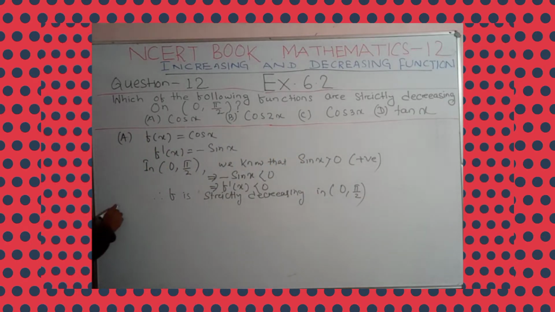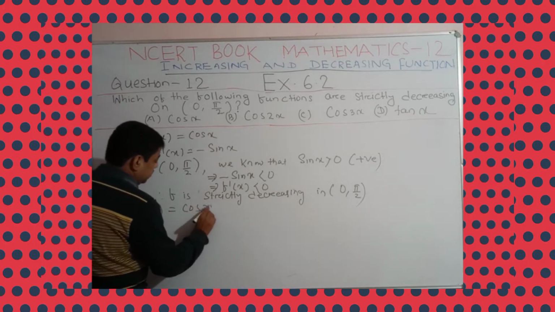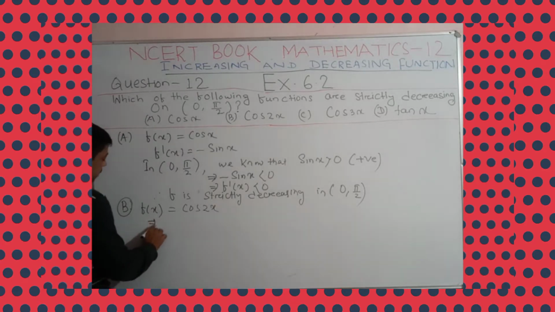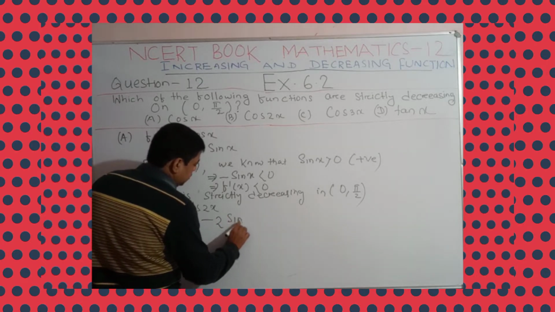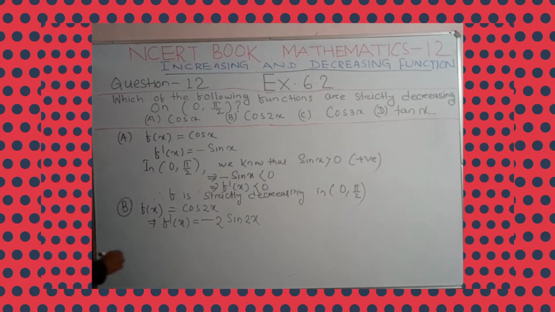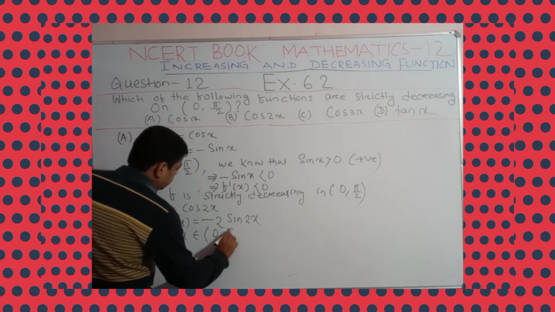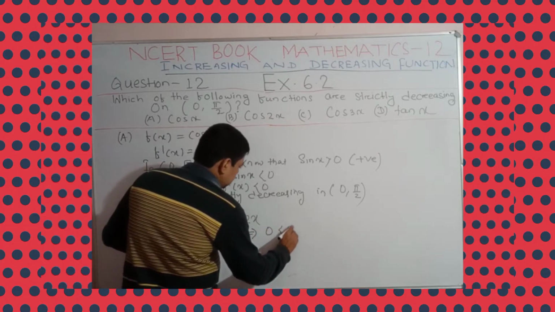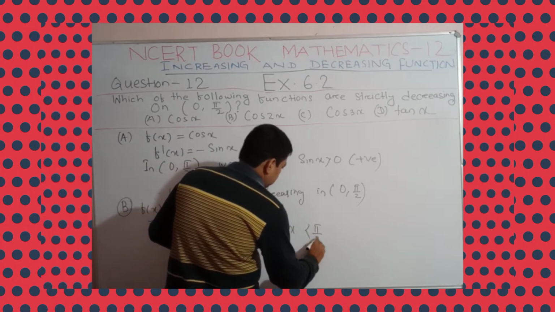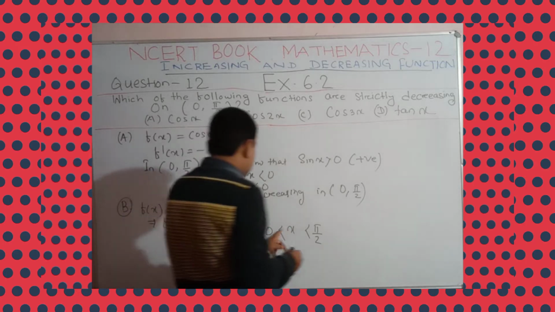So let's see the second function. Here f(x) is equal to cos 2x. Let us find the derivative in a similar manner. f dash x is equal to minus 2 sin 2x. Now, it is given that x belongs to 0 to pi by 2, which implies 0 is less than x is less than pi upon 2. It means the domain x lies between 0 and pi by 2.